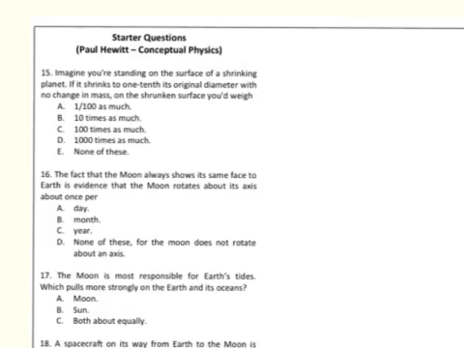Number 15: imagine you're standing on the surface of a shrinking planet. If it shrinks to 1/10 its original diameter with no change of mass, on the shrunken surface you would weigh how much? Let's just get a quick diagram so I can see what this looks like. This is the diameter, and it is shrinking to a smaller diameter. Excuse the noise in the background, there's a noisy class on behind the door.